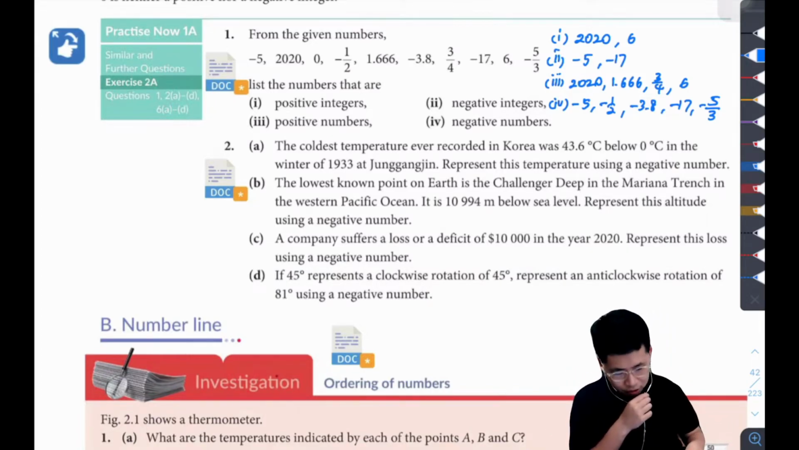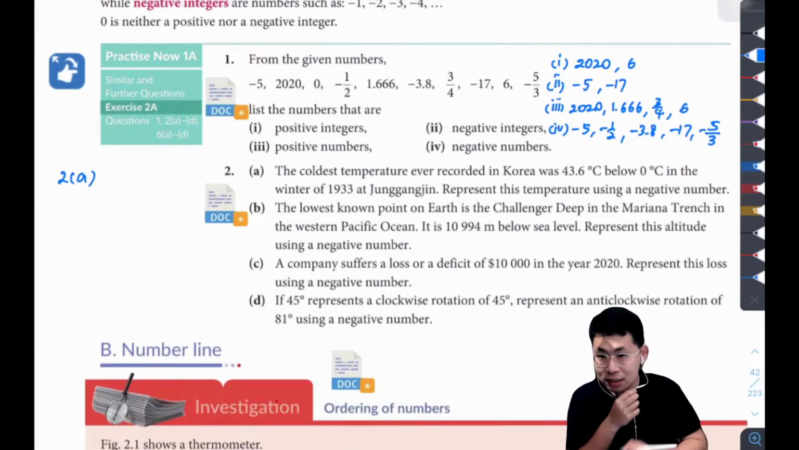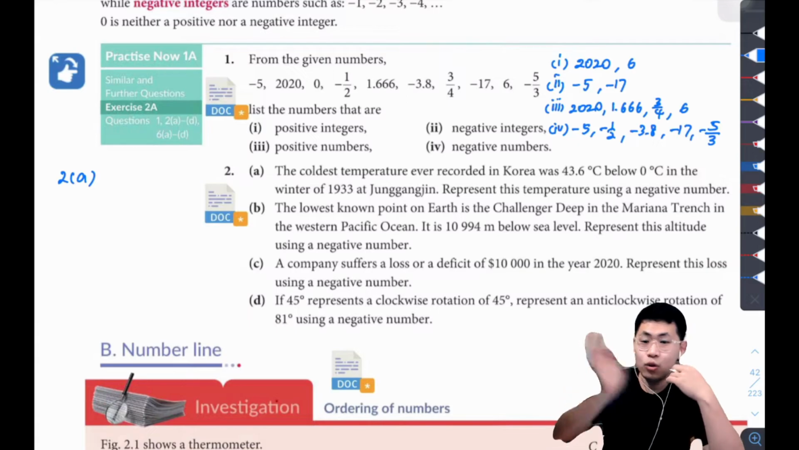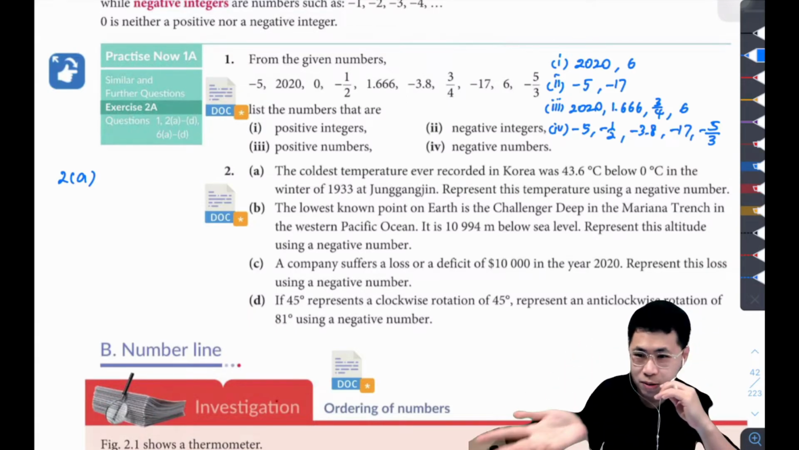Okay, alright, so let's take a look at number 2. Okay, I'm going to write my answer on the side. So you don't have to write this in your blue book, sorry, you just list them down in your textbook, okay?